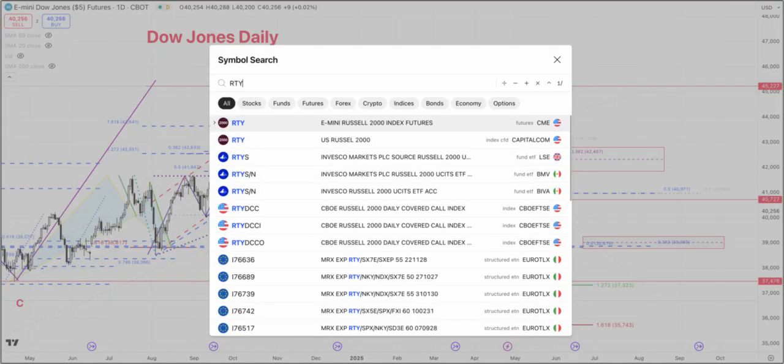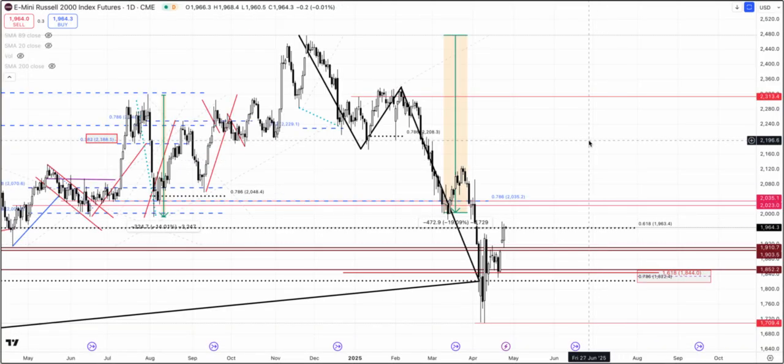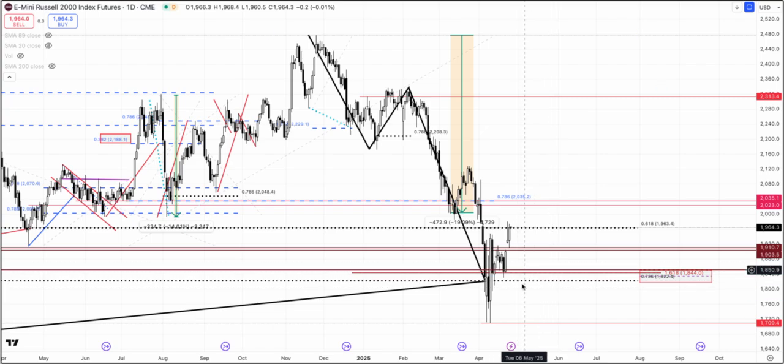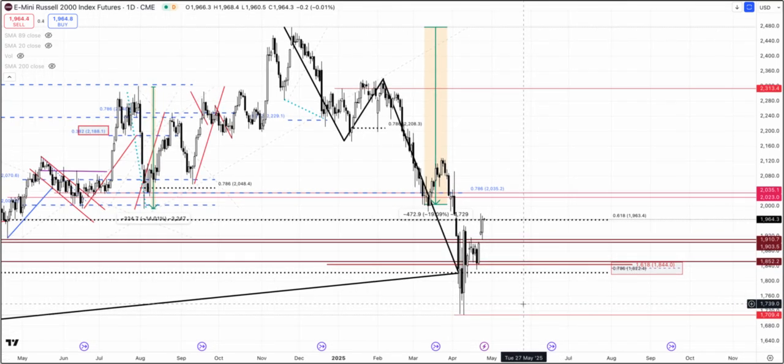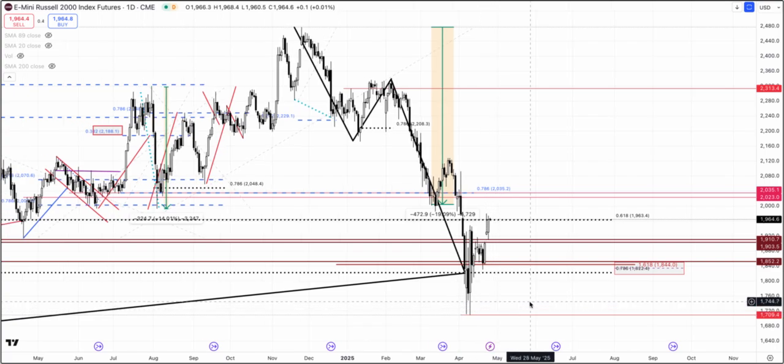And then let's take a look at the Russell 2000. This is one of the weakest ones. Yeah, it needs more work compared to the S&P 500 and Nasdaq 100. But again, not forming new lows. So that's something really interesting.